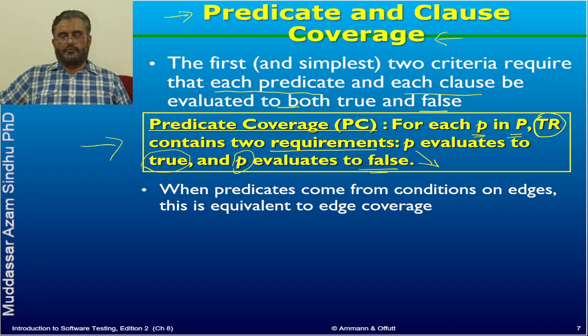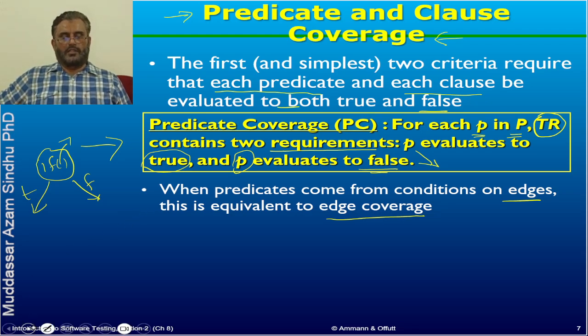When predicates come from conditions on edges, this is equivalent to edge coverage. As we can see, generally the edges are formed because of some if statement in the program. It will have either a true branch or a false branch. Based on this condition, which can be a predicate, if it evaluates to true, it goes to the true part, and if it evaluates to false, it goes to the false part. It means if the predicates are conditions on the edges, then achieving predicate coverage is equivalent to achieving edge coverage in the case of a structural coverage criterion on a control flow graph.